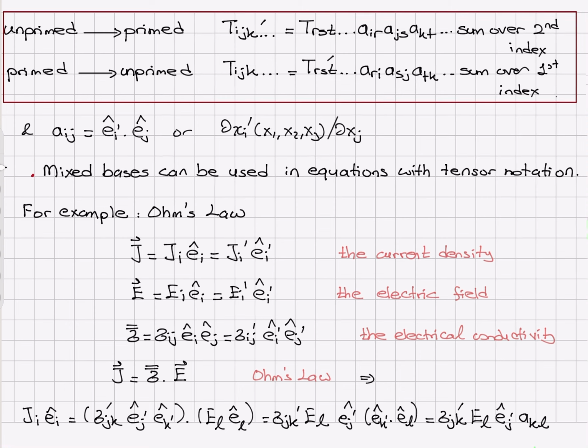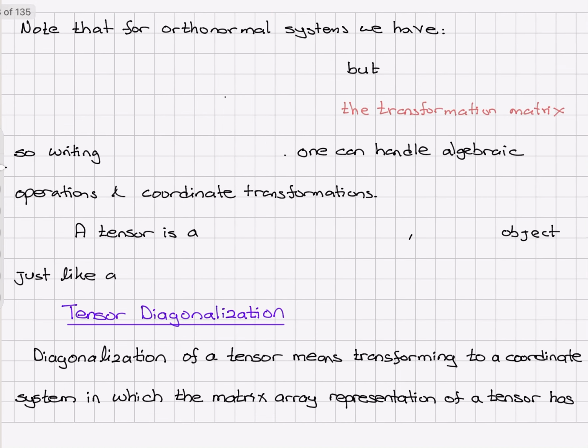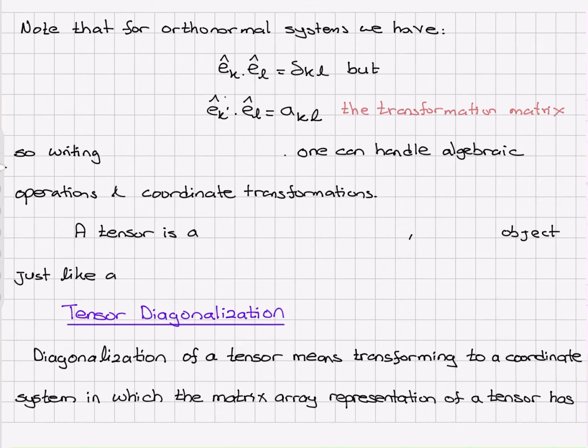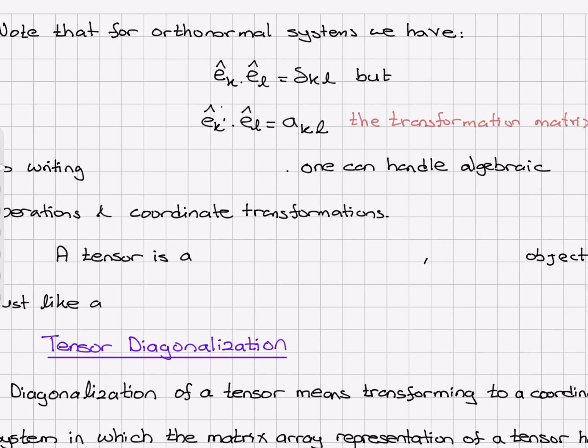All right. So you can see that I can work in both coordinate systems in this equation. And for orthonormal coordinate systems, I have to recall that if I take a dot product between e_k hat and e_l hat, I will end up with Kronecker delta kl. If I take a dot product with e_k prime hat and e_l hat, I will end up, instead of Kronecker delta, with the transformation matrix element A_kl. That gives me the transformation matrix.